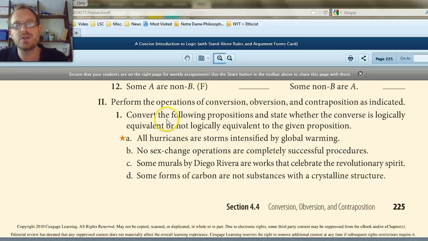Now, you can see here that in the homework they're going to give you statements and ask you to perform aversion, conversion, contraposition as indicated. So they want you to convert the statement. Let's take this one: some murals by Diego Rivera are works that celebrate the revolutionary spirit. Remember, a conversion is you just switch the subject and the predicate. So if you converted this, it would be: some works that celebrate the revolutionary spirit are murals by Diego Rivera. Then you have to figure out whether or not that statement commits a fallacy.